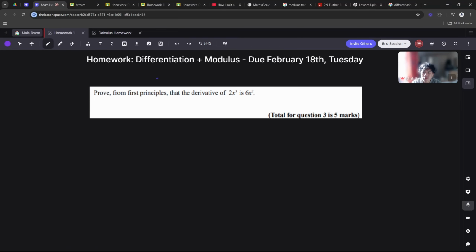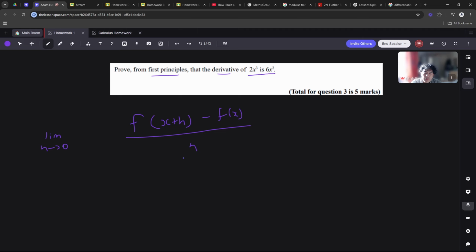So we'll get started from the first question. Prove from first principles that the derivative of 2x cubed is 6x squared. So obviously with differentiation, we already know that that's going to be the case. But with first principles, how that works is we have f of x plus h minus f of x over h, and this is the limit as h approaches 0. And then from there, we just have to substitute what that is.